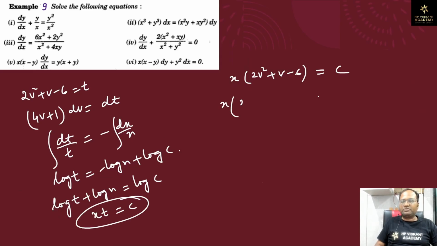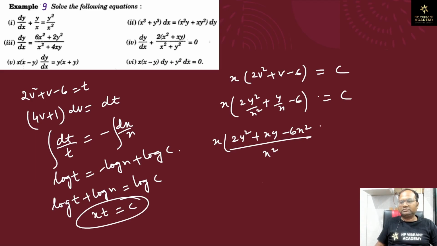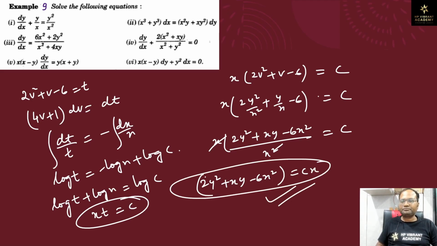Let us replace the value of v. So this is x times (2y square upon x square plus y upon x minus 6) is equal to c. So this is nothing but x times (2y square plus xy minus 6x square) upon x square is equal to c. So this gets cancelled. So from here 2y square plus xy minus 6x square is equal to cx. This is the general solution. Okay. Now let us discuss the fourth one.